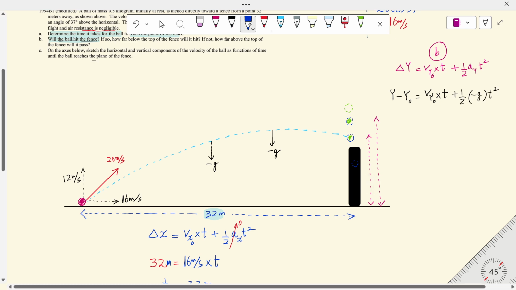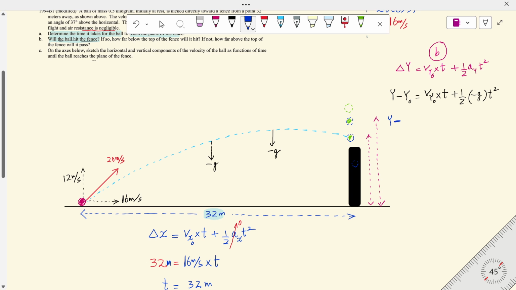So I'm going to put in the values. y minus y0, where y0 is the initial position, and don't you think it is 0 meters because the ball is hit from the ground. So it equals 12 times 2 plus 1/2 times negative 9.8 times 2 squared. So students, finally we got the answer: y equals 4.4 meters.